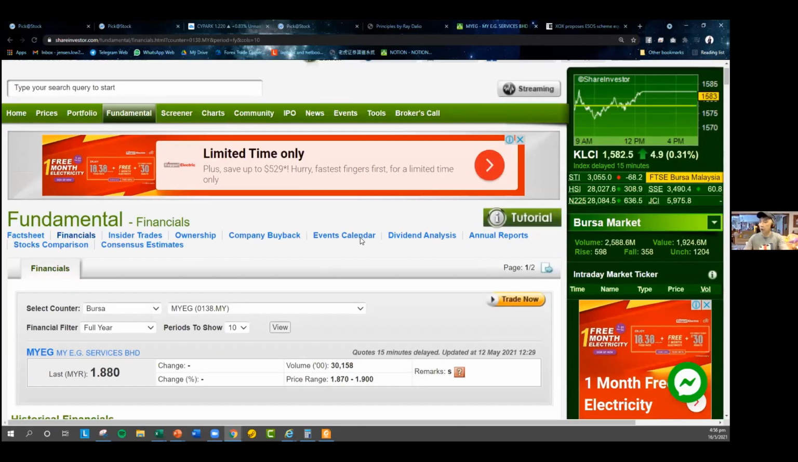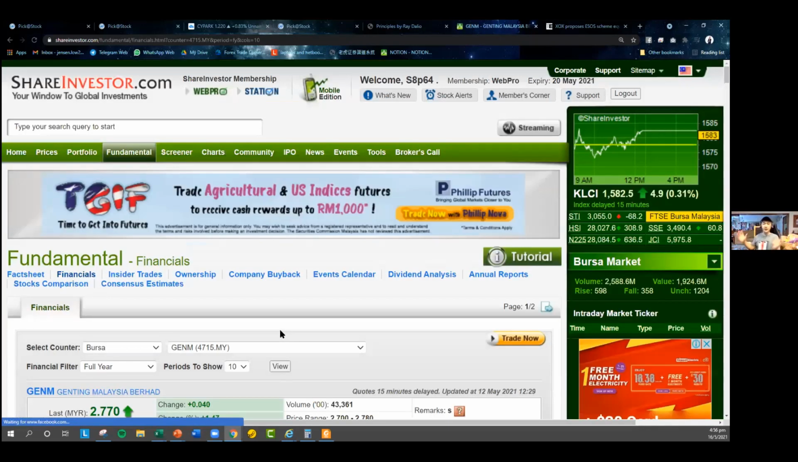All right, so let's take a look at the next one. Can anyone guess Genting Malaysia's cash conversion cycle? Just guess, just guess. Positive or negative? Plus, negative, minus. Just guess. Try out your understanding of business. All right, cash conversion cycle.